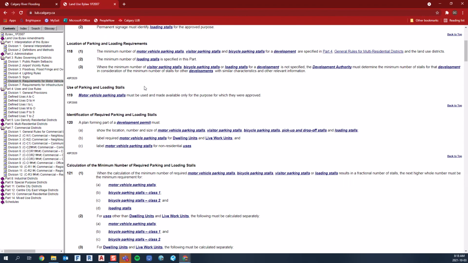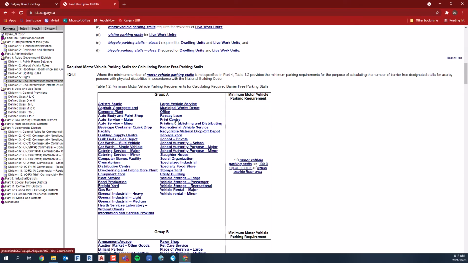this chart right here. You do have to remember that we still are going to have requirements for barrier-free parking stalls out of the Alberta Building Code. So what they've done in this section is said, okay, we've kind of opened the floodgates to let you decide how many parking stalls are appropriate for your development, but we still need to set a base minimum for barrier-free. So that's fine, okay.